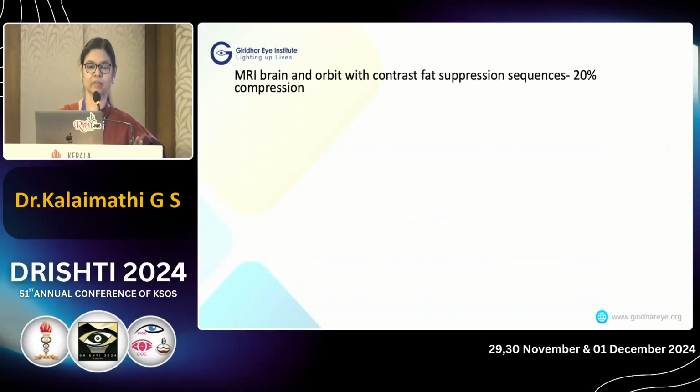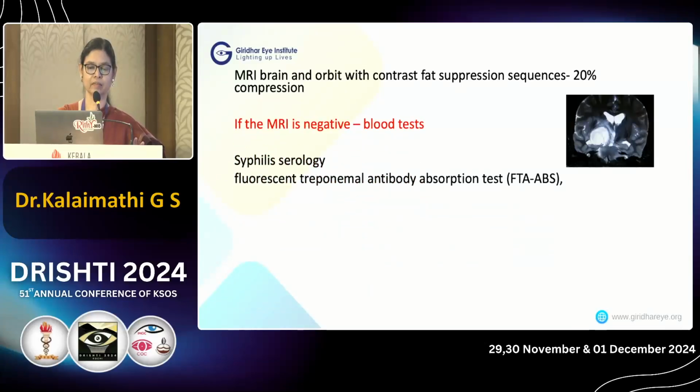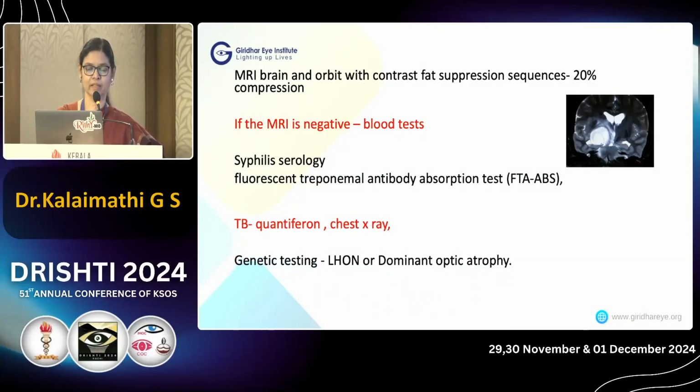Then go ahead with MRI brain and orbit with contrast with fat suppression. In optic atrophy, 20% is because of compressive lesions, which could be detected by MRI. And if MRI is negative, then go ahead with blood tests like syphilis serology and quantiferon TB, chest X-ray, etc. And finally, you can go for genetic testing for LHON and dominant optic atrophy.